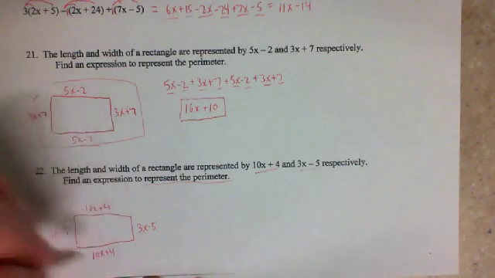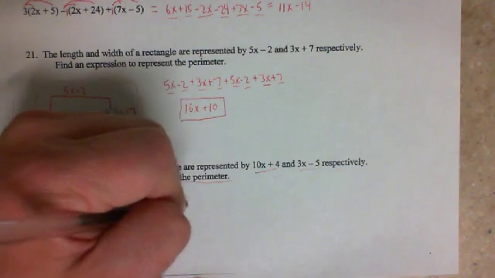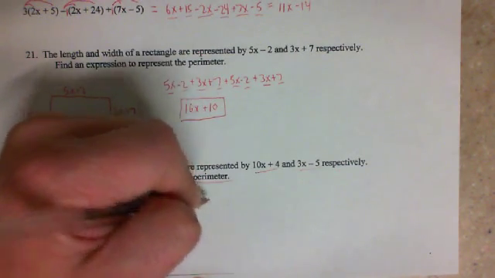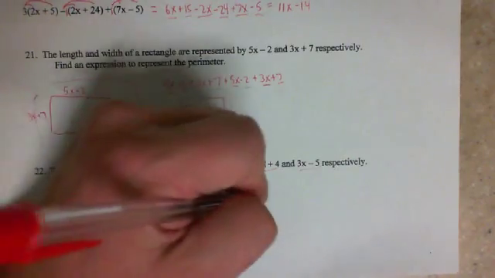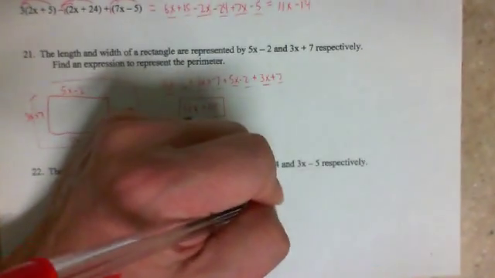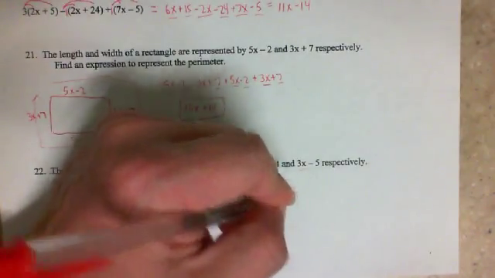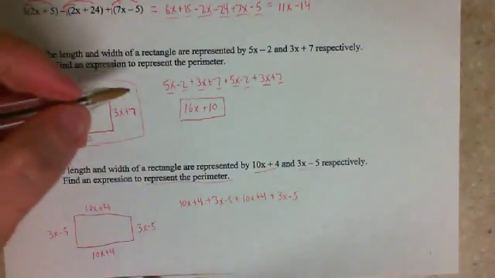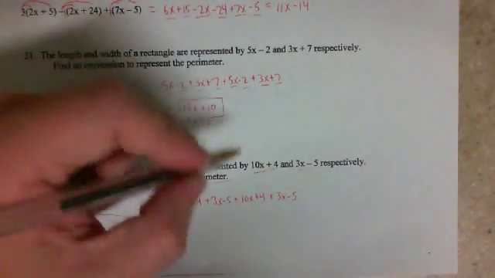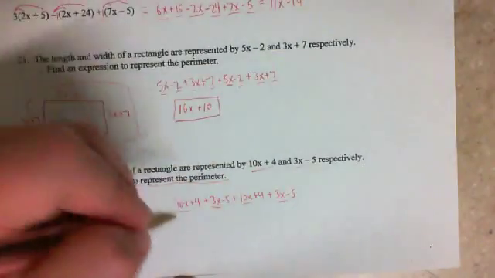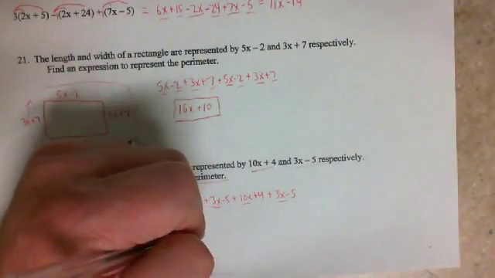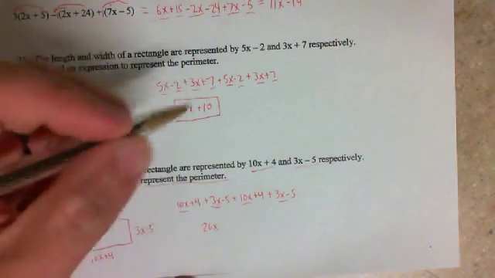Alright, add all your sides together. So 10x plus 4 plus 3x minus 5 plus 10x plus 4 plus 3x minus 5. Make sure all the sides are accounted for. Alright, so now we're going to add our like terms together. So we got 10x, 3x, 10x, 3x. So that makes our grand total of 26 x's.